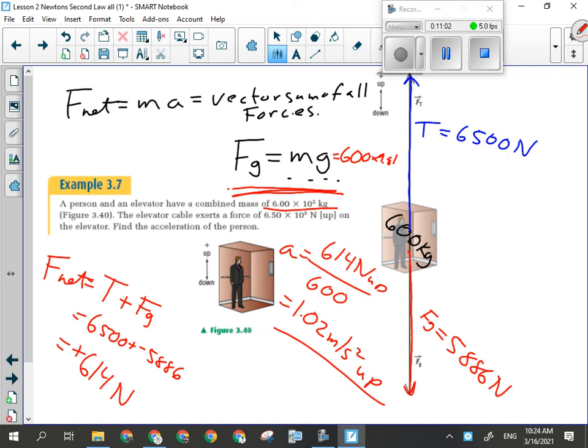Is that very much? 1 meter per second? Not much of an acceleration, but you'd notice it. You'd feel the floor pushing on your feet, okay? A little harder than normal, about 10%. So you feel about 10% heavier in that situation.